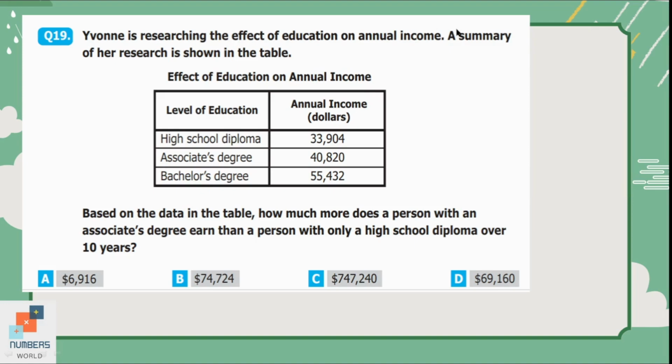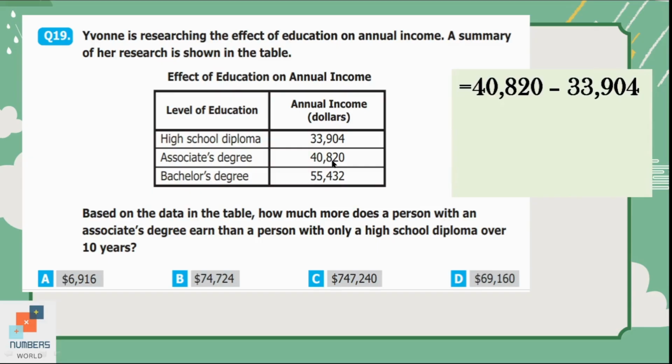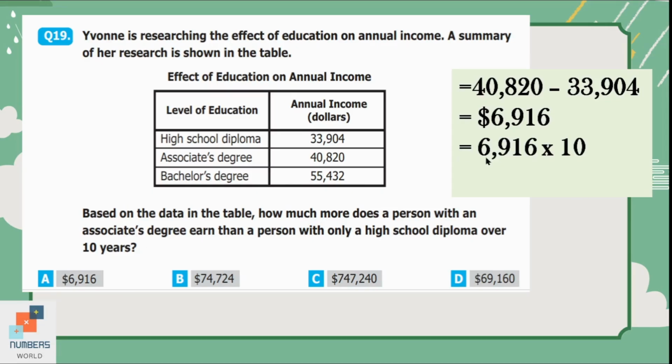To find that out, we will subtract the annual income of a person with a high school diploma, which is $33,904, from the annual income of a person with an associate's degree. That is equal to 40,820. The answer is $6,916. Now the data of 1 year is given in the table, but we need the earning of a person for 10 years. To find that out, we will multiply the answer by 10. The total is equal to $69,160, which is our option D.